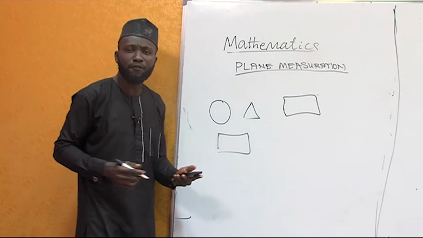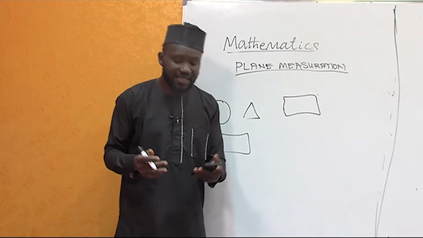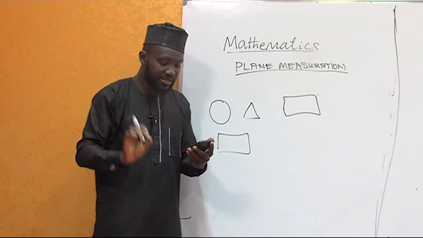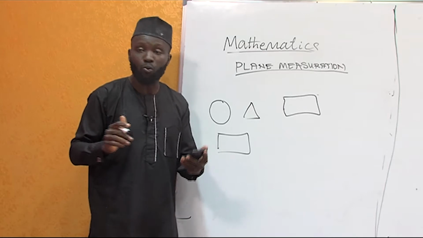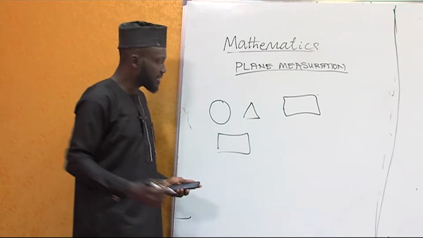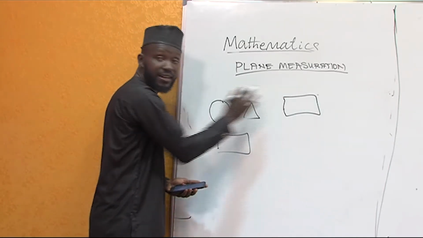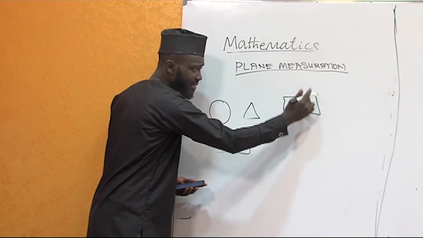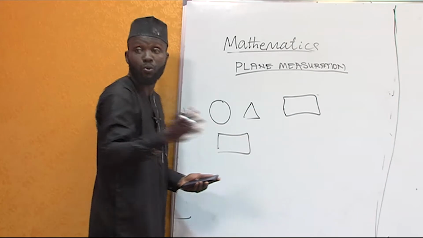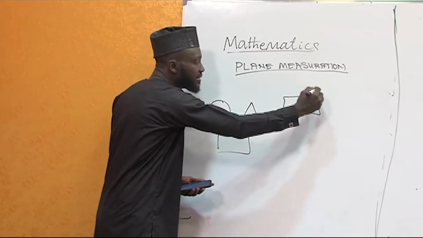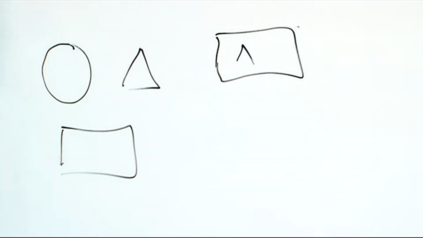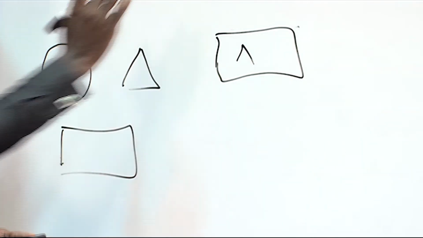And also, for the definition of area, we said area is what? Area is defined as the space in square units occupied by the shape, which means if I want to find the area of this, the space that this shape occupies is what we call the area. That is the space that this shape occupies.